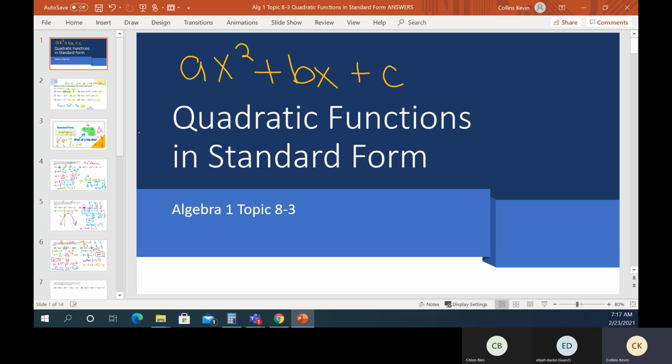So what we found so far is that if you take the c value, that is your y-intercept. No matter what, that's your y-intercept. If they don't have a c value listed, that means your y-intercept is 0.